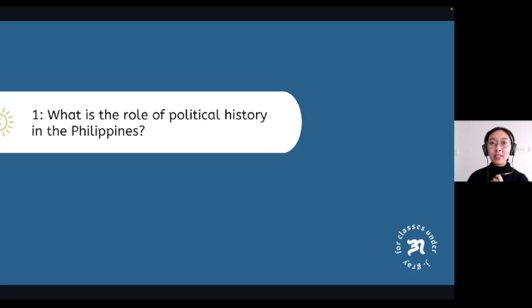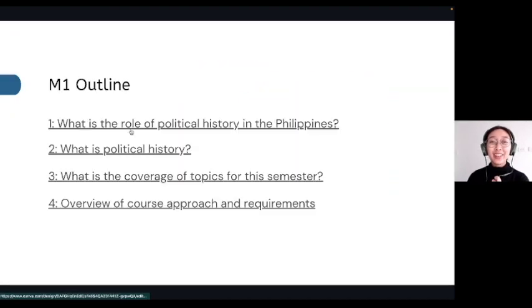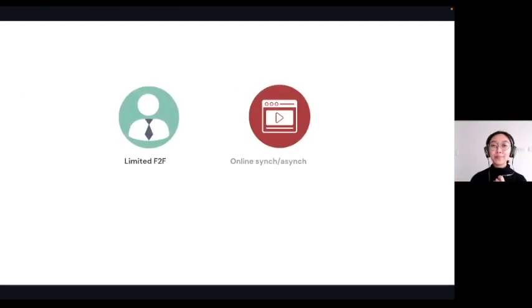How are we going to discuss our course overview now? Ay, hindi ko pala binasa yung outline, no? So, module 0 dapat yan, hindi module 1. So, firstly, kailangan muna natin i-introduce, di ba? Bakit nga ba natin kailangang aralin yung political history of the Philippines? And then, we're going to try to define what political history is. And then we're going to look at the coverage of topics for this semester. And then we're going to cap it off with an overview of our course approach and requirements, plus grading system.